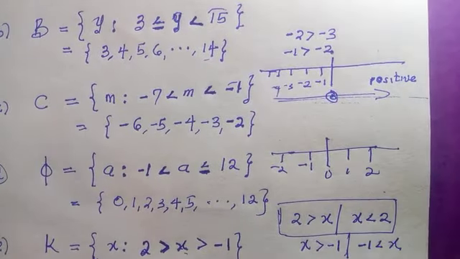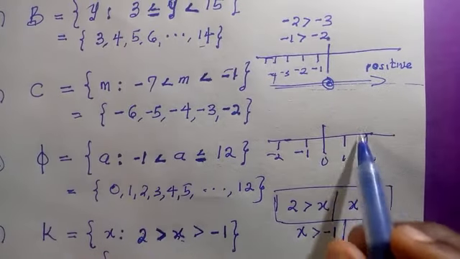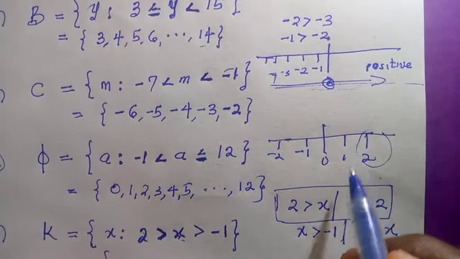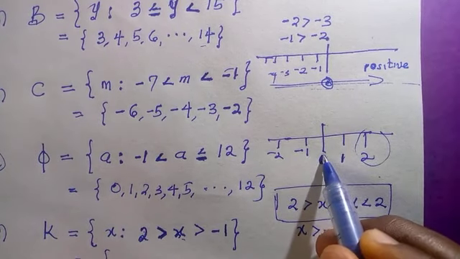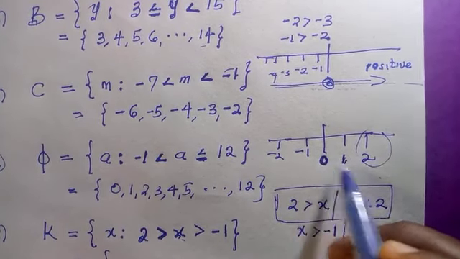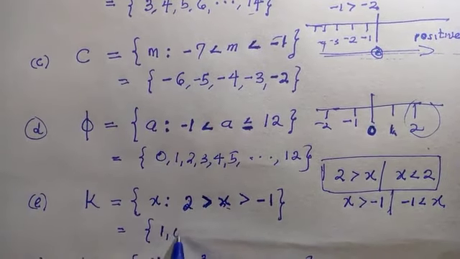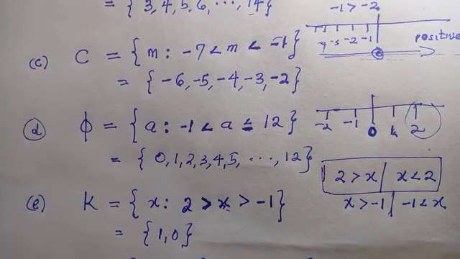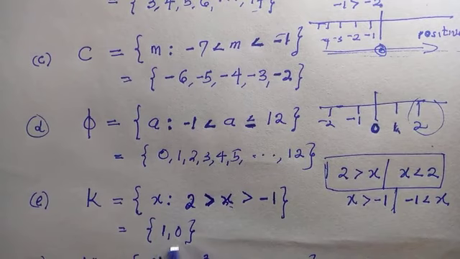So from this we said 2 greater than x, right? And it means that x itself is 1. X can still be 0, and x is also greater than -1. That is, the two elements we are going to have here are 1 and 0, because x is greater than -1 and 2 greater than x.